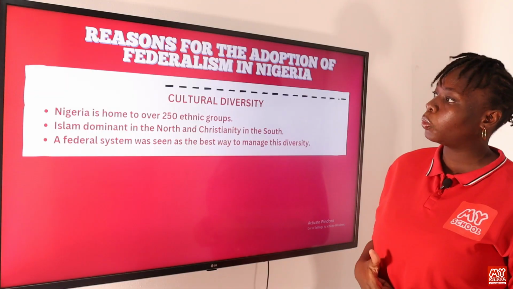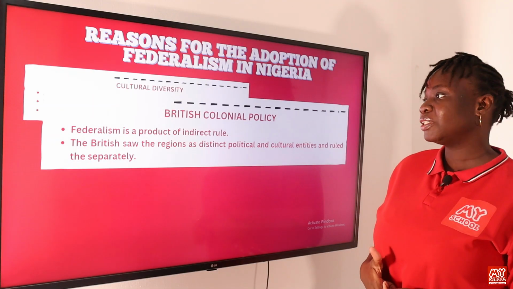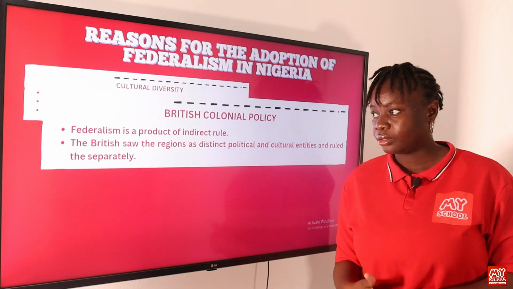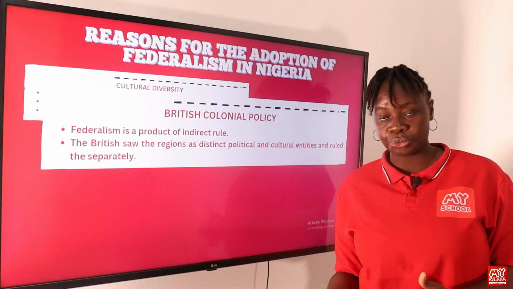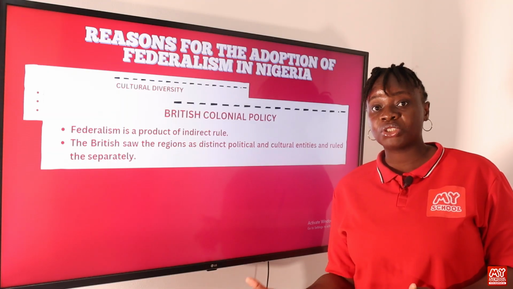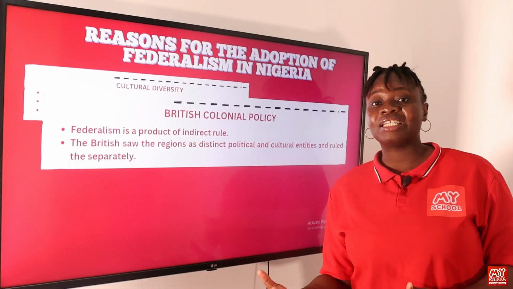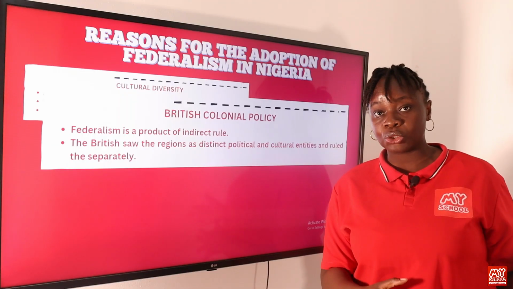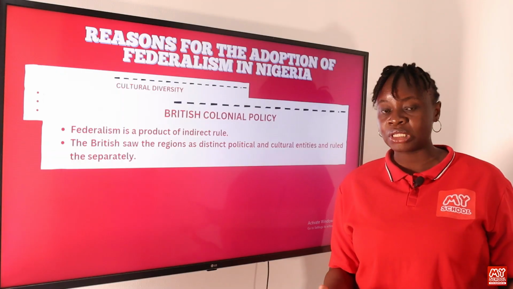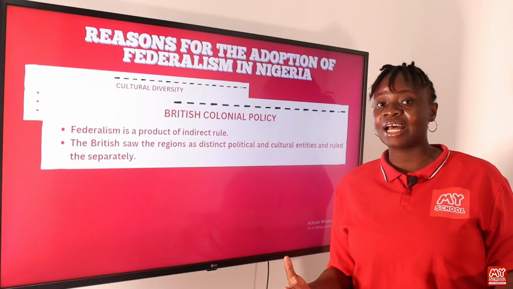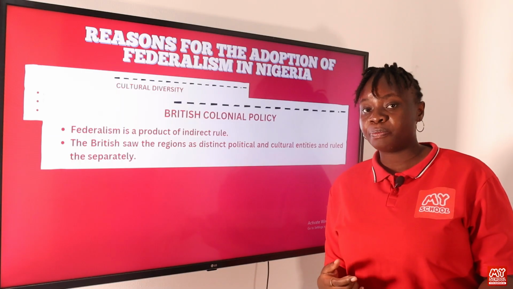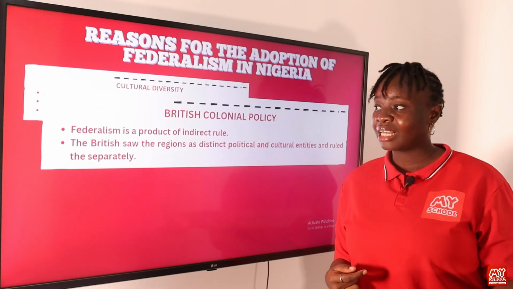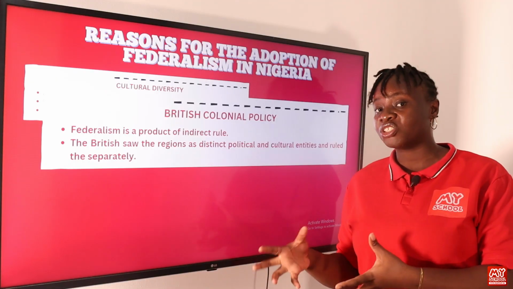Now let's move on to another one. And that reason is the British colonial policy. So federalism is a product of indirect rule. When the British administration came to Nigeria, they discovered that we had various traditional rulers for the different regions within the country, the different ethnic groups. And so the British people saw this as a way to indirectly rule the people through their various traditional rulers. And as a result of that, we adopted a federal system.